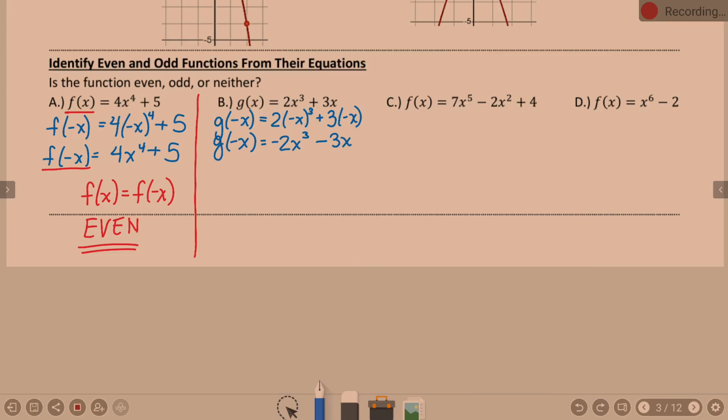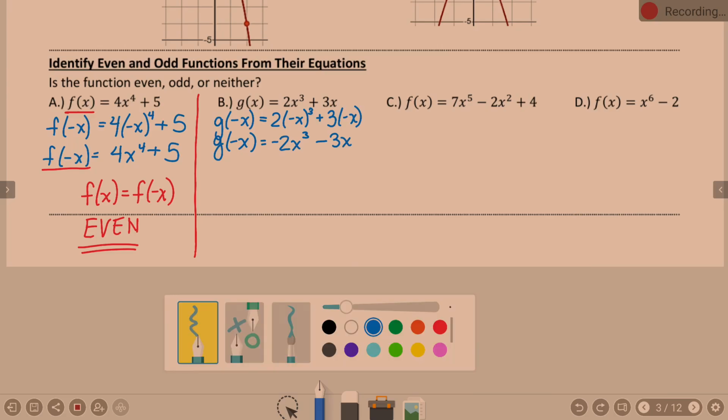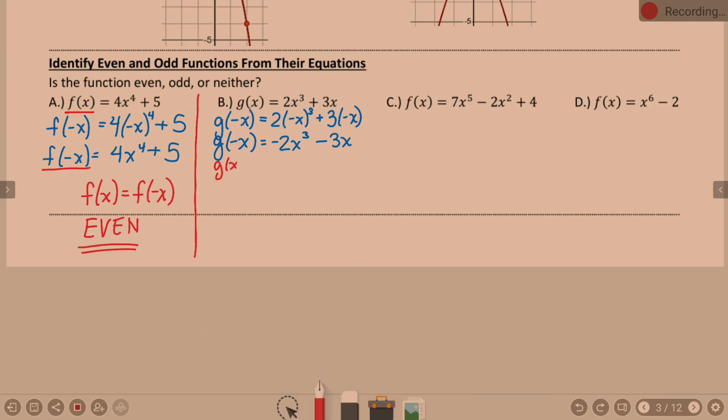What do I know at this exact moment? It's not even, correct? I just discovered that g of x does not equal g of negative x. So it is not even. That's what I know at this point. So if it fails the even test, guess what we do now? The odd test, right?